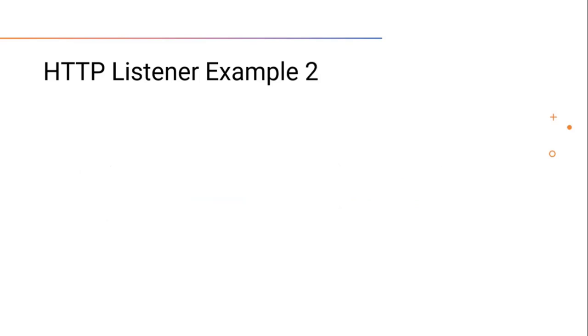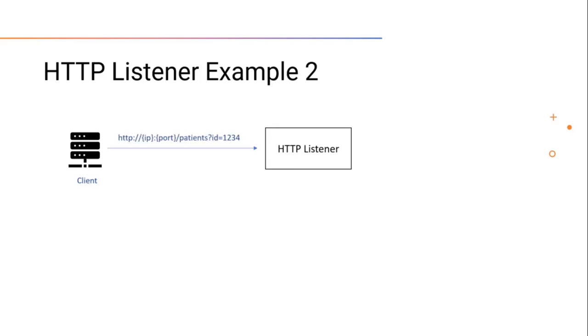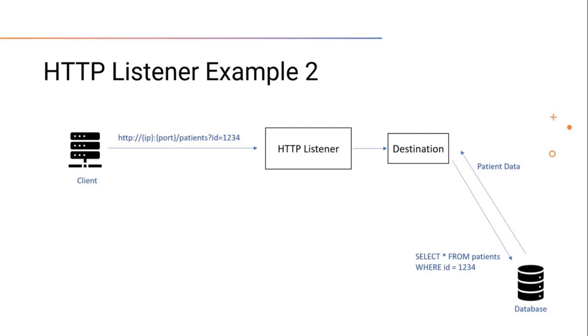Now let's look at another example. Let's say a client wants to query us for patient data. We can set up an HTTP listener listening for requests for patients with a patient ID. We can then send a response using a destination where we query our database for patients that match the patient ID and send back a response with the patient's data.